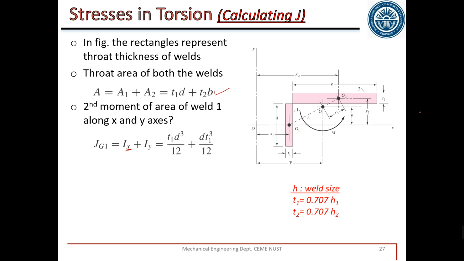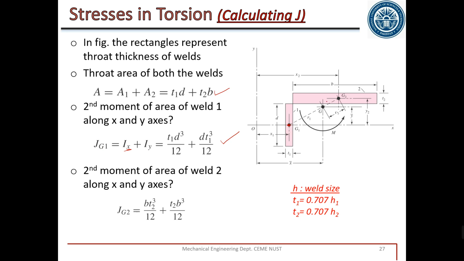Similarly, what is y axis? Y axis is vertical axis. This is y axis. About this axis, rotation about this axis, this will become base and this will become height. So d t1 cube by 12. This is J at G1. This is the second polar moment of area at this point.